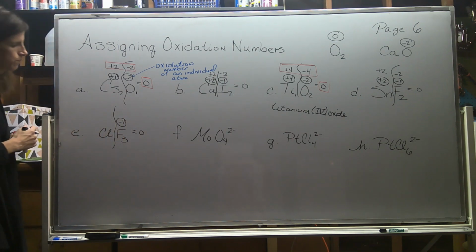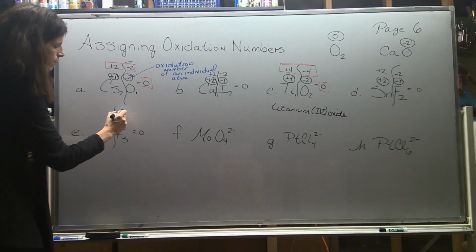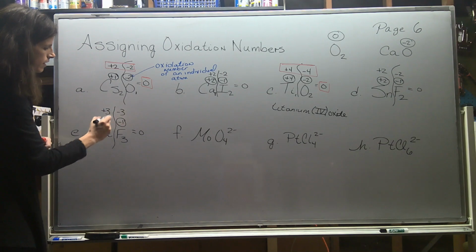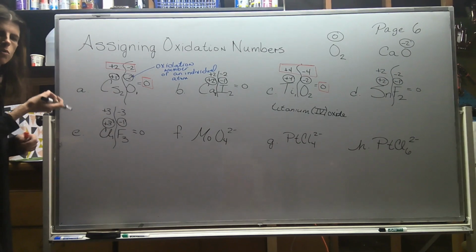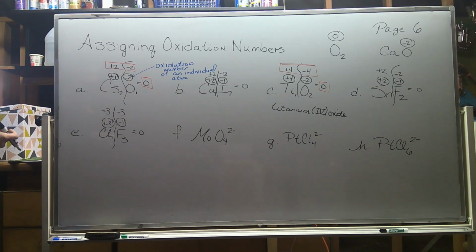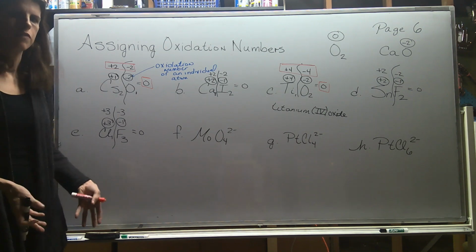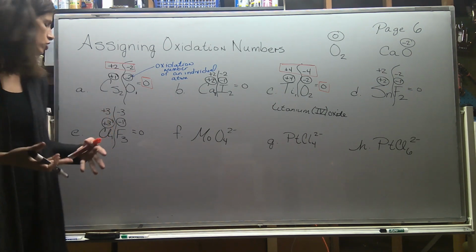-1. There's 3 of them, so I'll do -3. That means on this side I have to do a +3. And there's just 1 chlorine, so the +3 belongs to the chlorine. That one seems wrong, right? Like chlorine is group 7. Why is it doing a +3 charge?